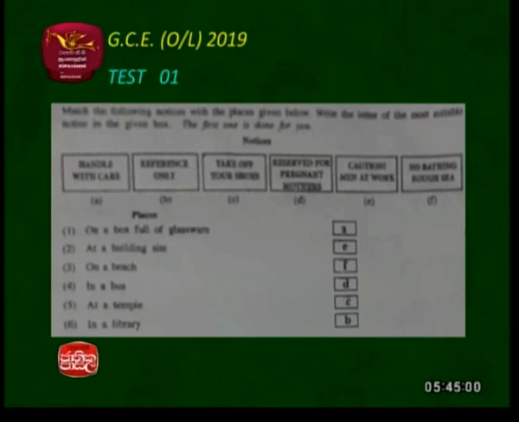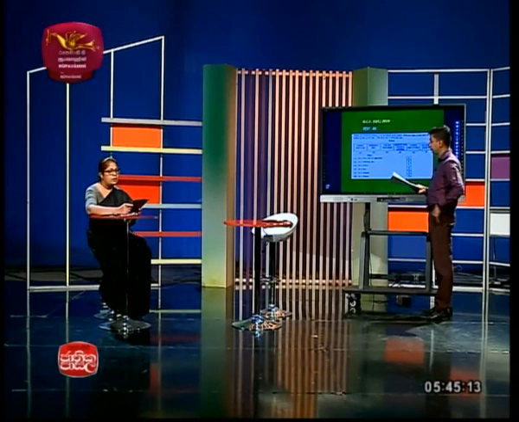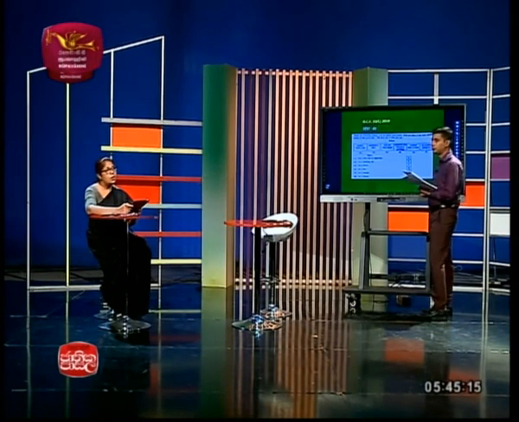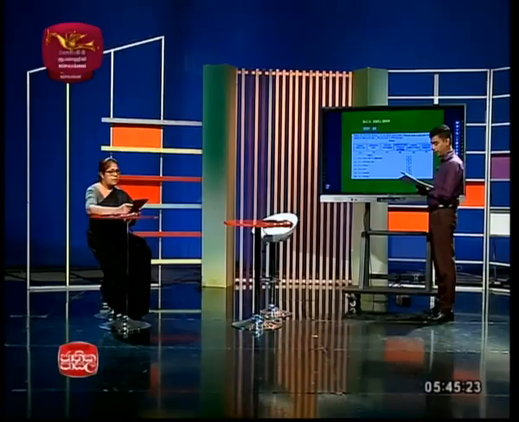Third one, take off your shoes. Reserved for pregnant mothers. Caution, men at work. No bathing, rough sea. Yeah, so these are all notices that you see in your surroundings, right? So think where we see these notices. Right. Let's go to the first one and read along with the answers.